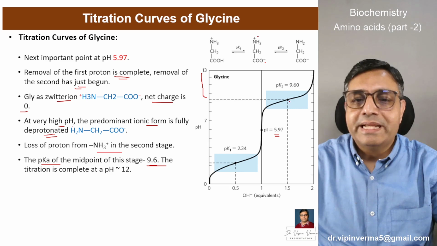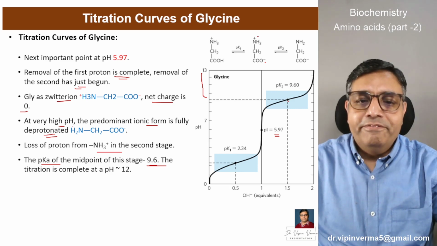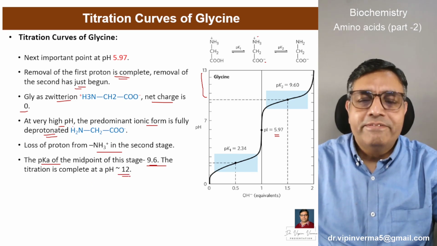So here it is 9.6, and we see that the complete titration is at pH 12. So somewhere around pH 12 the whole titration is complete for glycine.